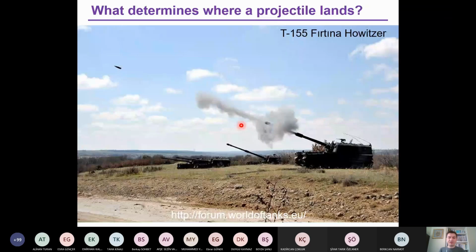So what do you see here? This is a projectile and this is the Fırtına howitzer. Okay, so what do you see here? This projectile has a certain trajectory in 2 dimensions. Okay, so now we have a question. What determines where a projectile lands? So what is the final position of this projectile? And what is the maximum height of this projectile? What is the maximum displacement along the x-axis of this projectile? So we will be able to answer all these questions after this chapter.